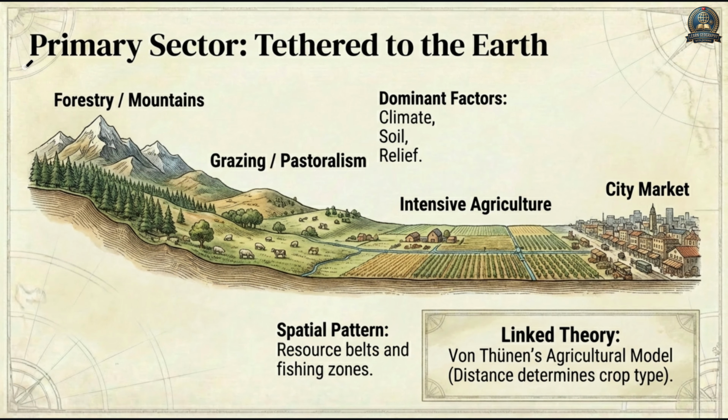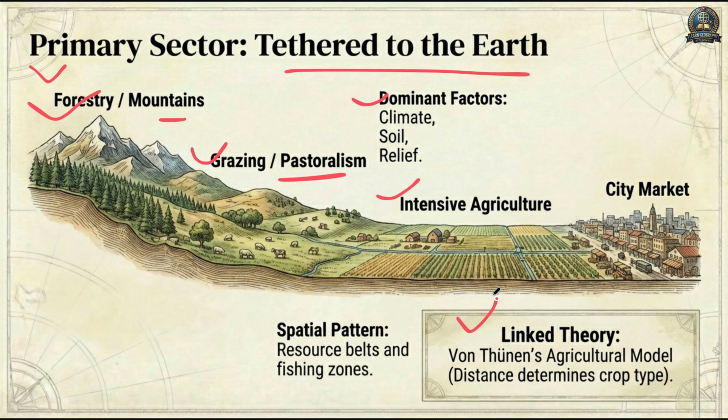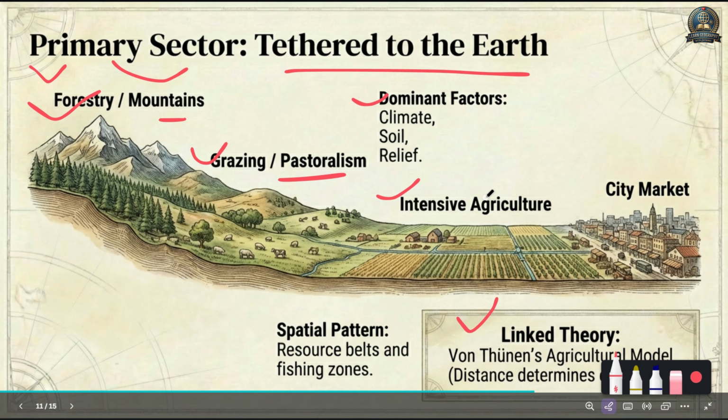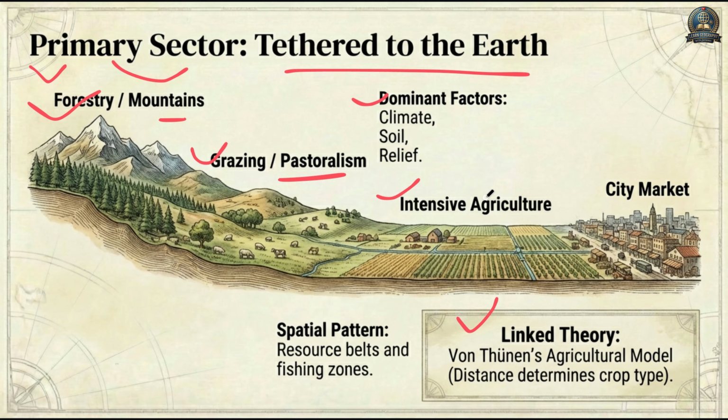Now there is the division of economic activities. The primary sector is tied to the earth's surface: forestry in mountain areas, grazing and pastoralism, intensive agriculture. Dominant factors are climate, soil and relief. Spatial patterns include agricultural belts and fishing zones. The link theory for primary sector activities is von Thünen's agricultural model. According to this model, distance determines crop type.